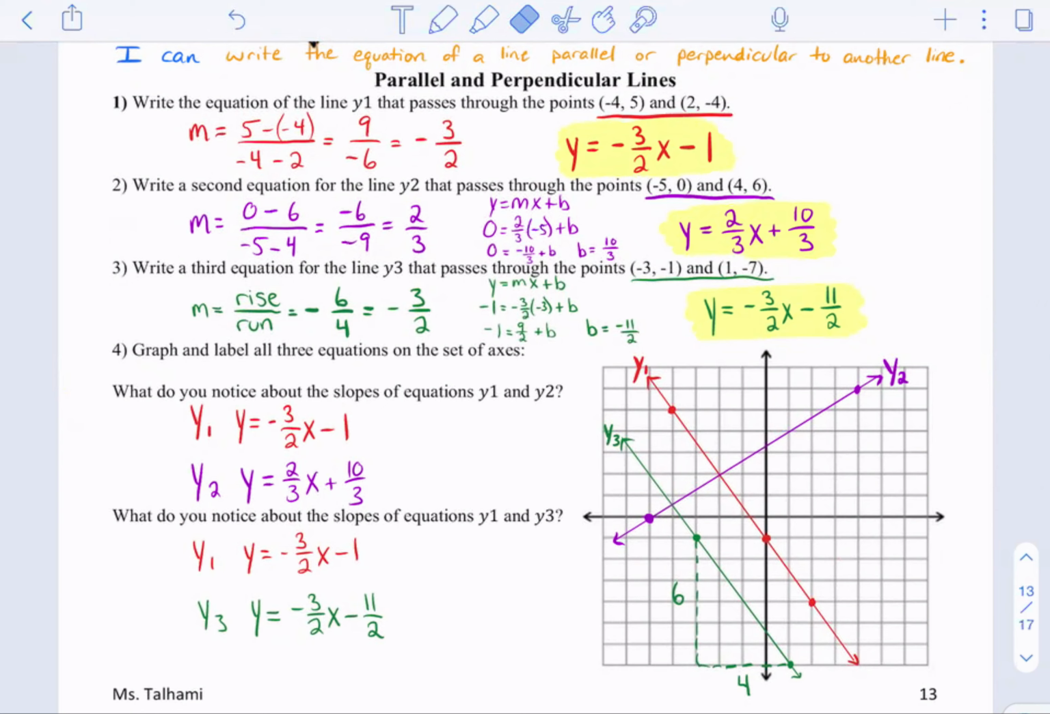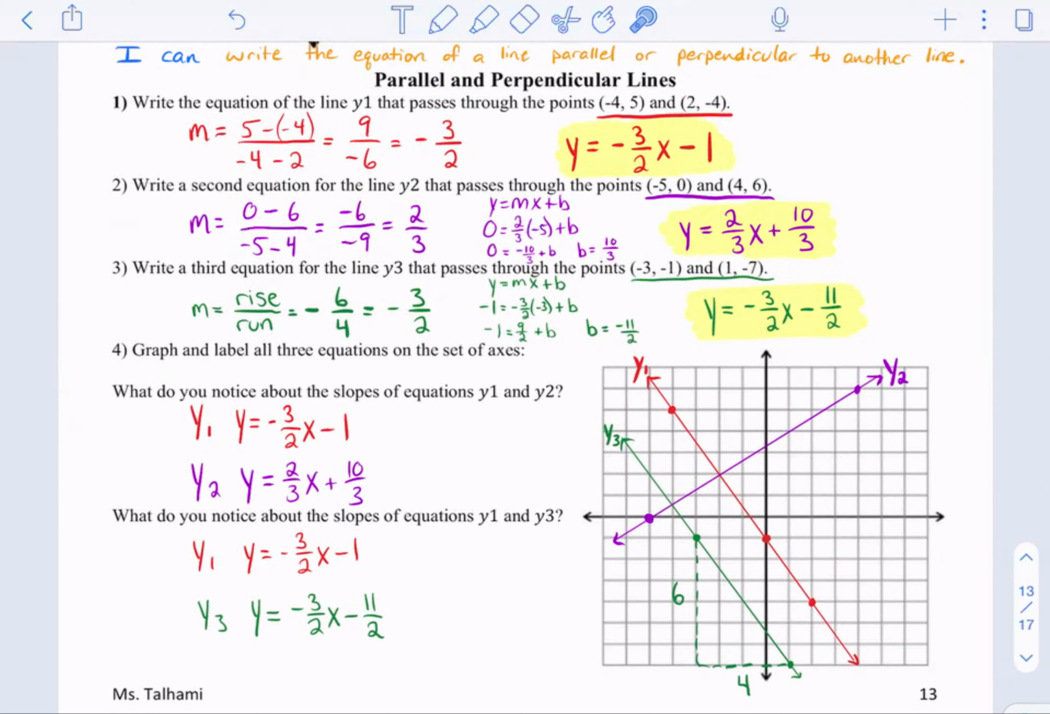Today, our target is to be able to write the equation of a line that is parallel or perpendicular to another line. And we know that you've been watching lots of videos for other classes, so we're going to try to make this as painless as possible for you.